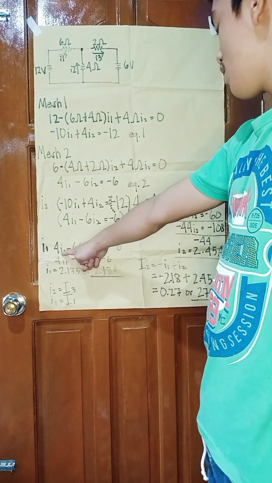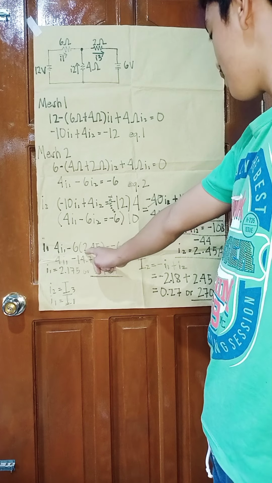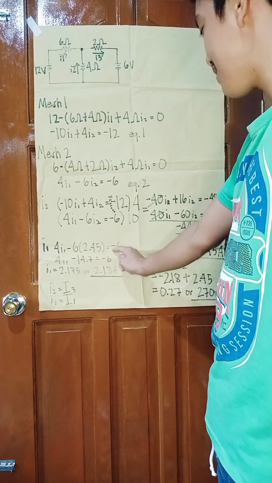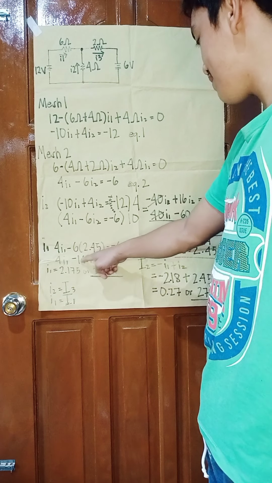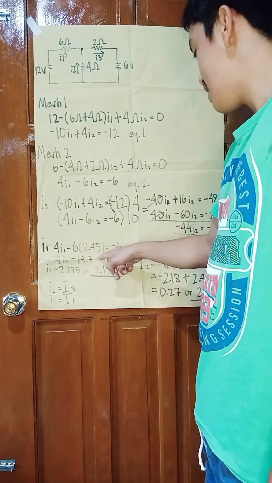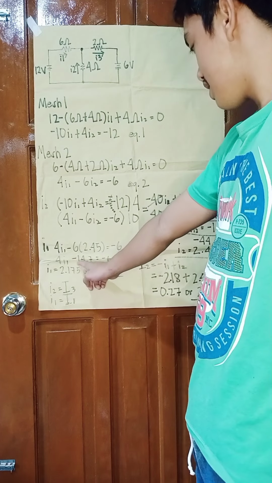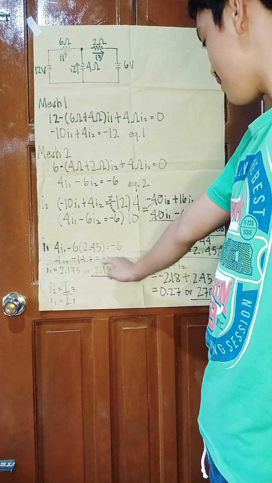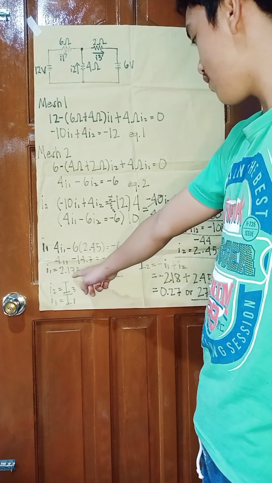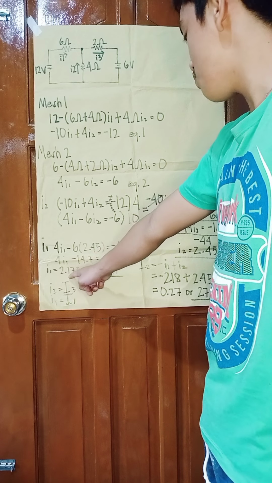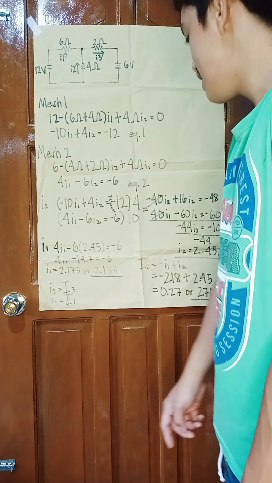Next is I1. So 4 I1 minus 6 times the I2, which is 2.45, is equal to negative 6. So 4 I1 minus 6 times 2.45, which is 14.7, is equal to negative 6. So transpose the 14.7 into the right side. Then divide both sides by 4. So I1 now is equal to 2.175 or 2.18 amperes.